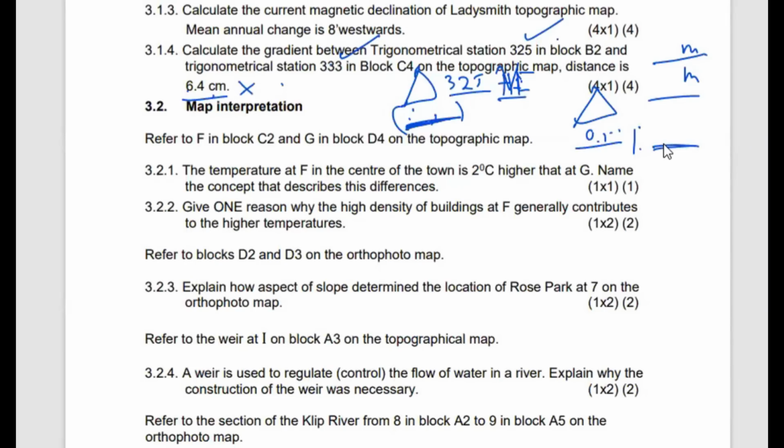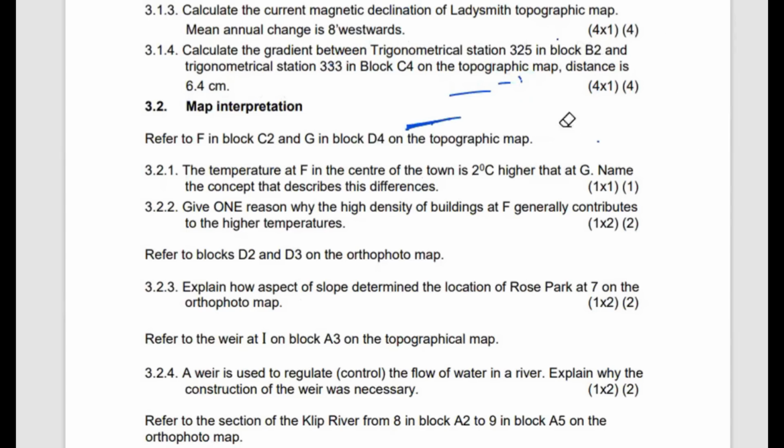Then the next question is talking about temperatures. Temperature at F in the center of town is 2 degrees higher than at G. Name the concept. The concept of an urban area having a higher temperature is the urban heat island automatically. So if you check that area and if it's an urban area and the temperature is higher in the center of the urban area compared to the surrounding rural areas, that is the concept of an urban heat island. That is application of climate to maps. So the concept there will be a concept of an urban heat island.